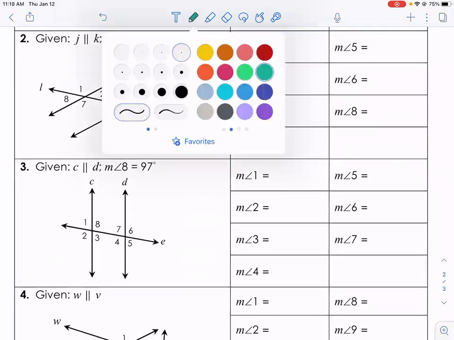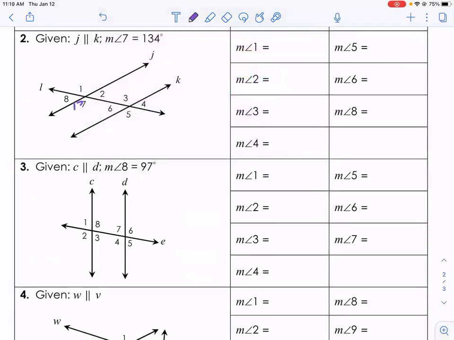So angle 7 is 134 degrees. Now, I'm going to give you a moment on number 2, and I want you to write down any measurements that you feel confident in, that you think you know. See what happens. Maybe 3 is also 134.